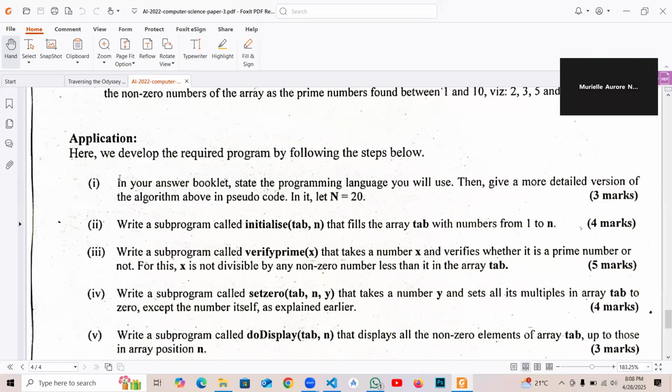Okay. Please, if somebody has put this device in loudspeaker, please try to put it in a normal speaker because the sound that is coming from the background is disturbing. Thank you.